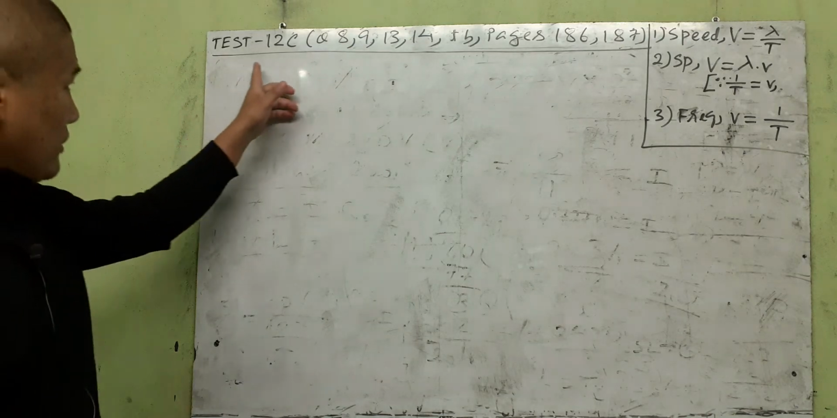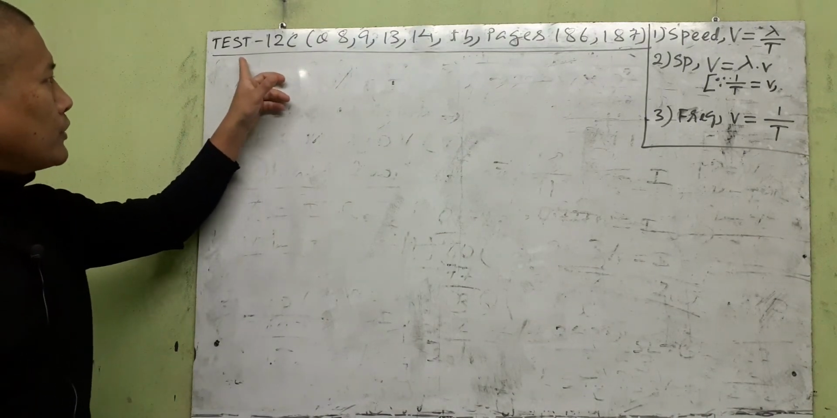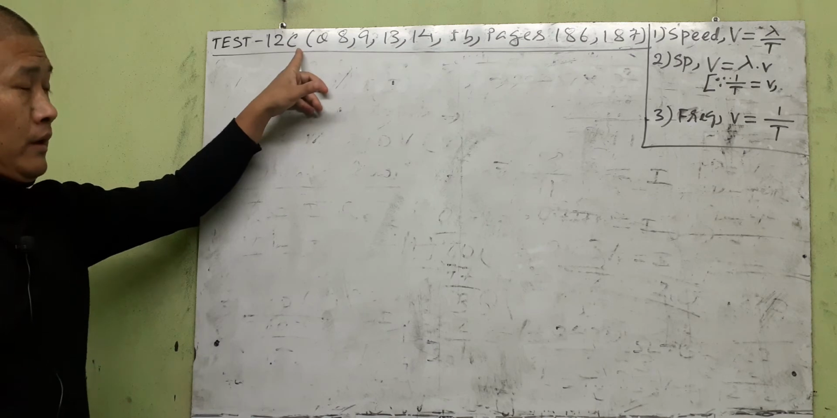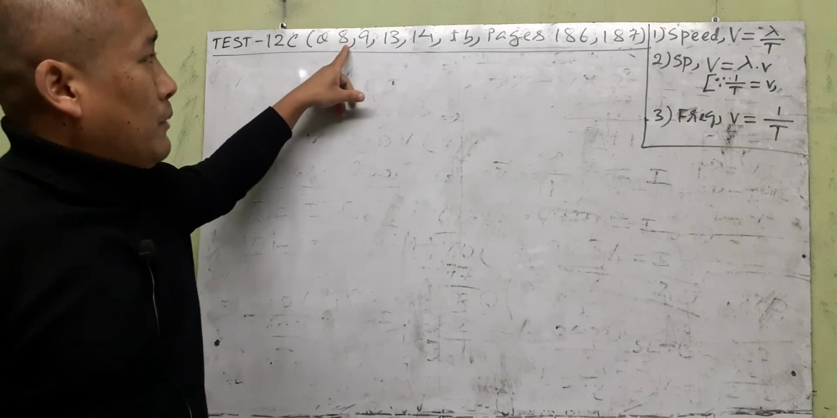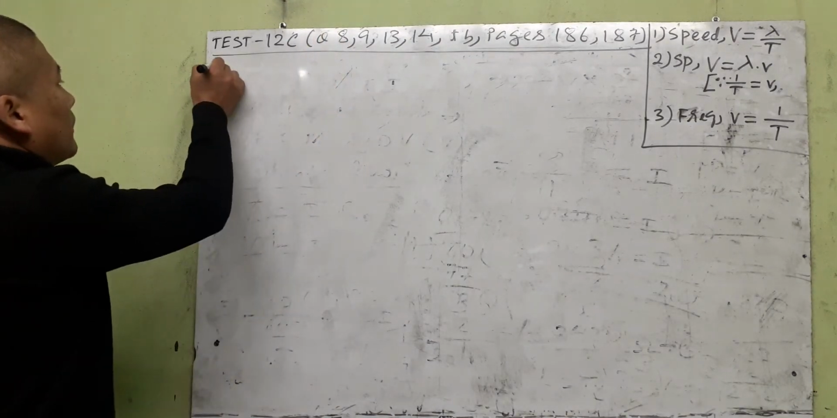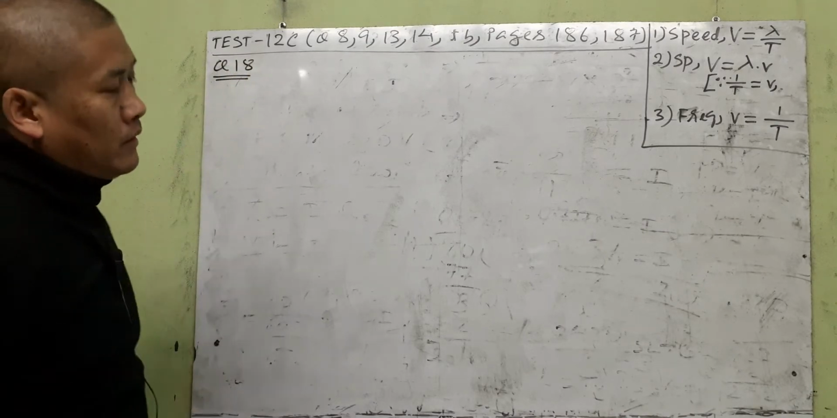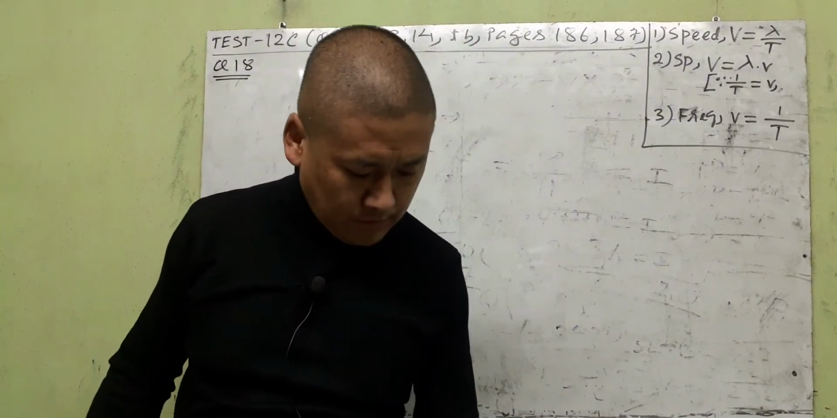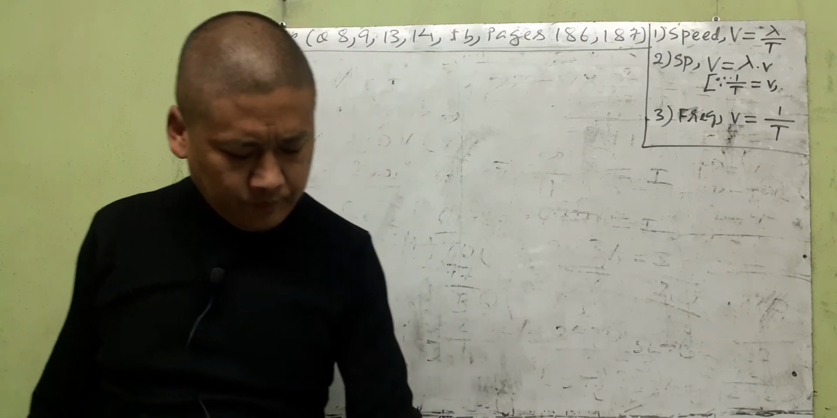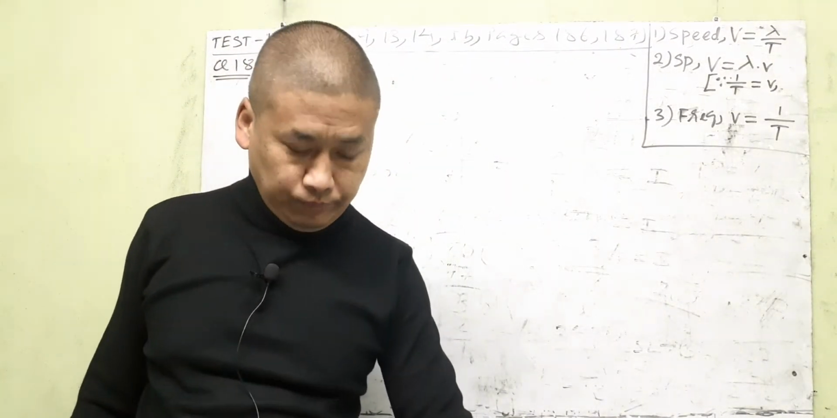Okay, so class 9 science, TEST-12C. Chapter 12, Sound. Let's do the sums here. First go to question 8, on textbook page 186, you'll find that. Let me read the question for us.